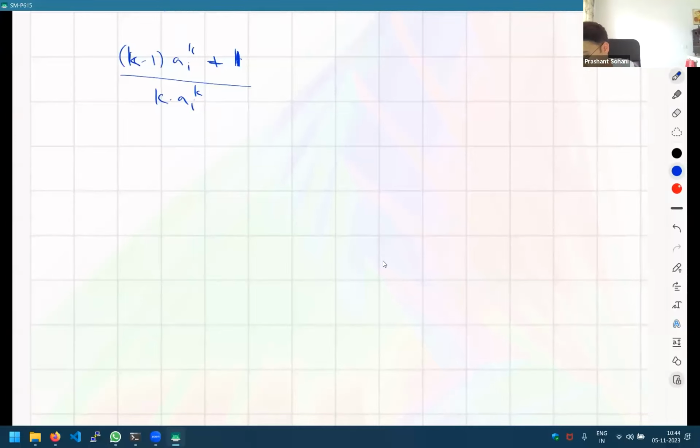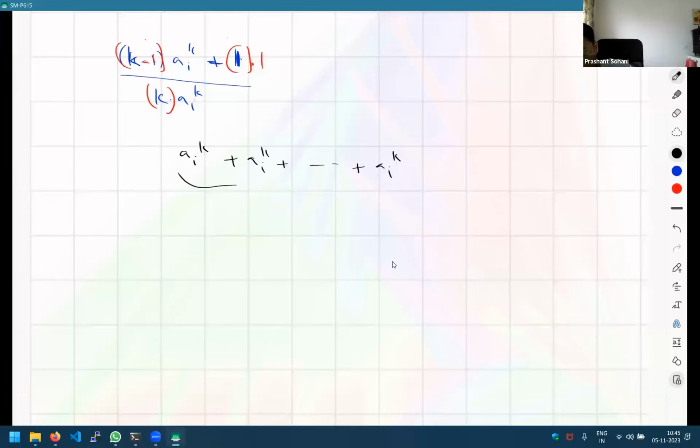As soon as I look at an expression like this, I see this k minus 1 and there is an implicit 1 into 1 here. So k minus 1 and 1 are the weights, and their sum is also appearing in the denominator. This is how you should imagine this question. Because then we can think of this as ai raised to k repeated those many times: ai raised to k plus ai raised to k, repeated k minus 1 times.